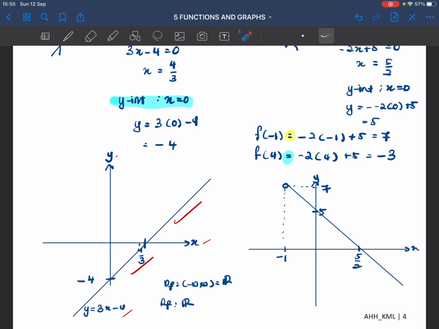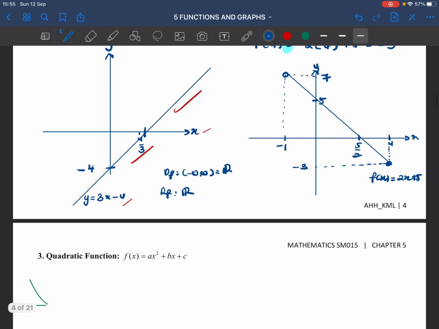Okay, when x equals to 4, 4 sebelah sini ke sebelah sini? 4 lebih daripada 5 over 2. So 4 dekat sini. When x is equals to 4, y is equals to negative 3. Negative 3. Okay, which is kat sini close. So yang selebih daripada tu, line yang lebih daripada ni, kita akan padamkan dia. Okay, so this is your linear function with domain from negative 1 to 4. Okay, so label kita punya function f(x) equals to negative 2x plus 5.